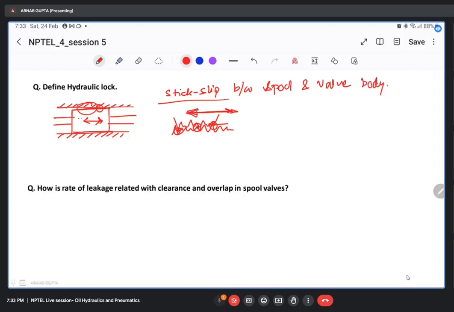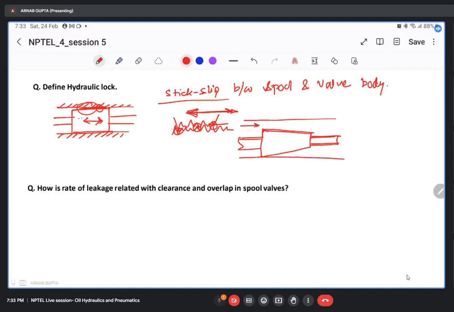As a result of this, what happens is that the profile may get changed. I'm just exaggerating the thing here. Tapering may happen in the spool. It is not this much, but this is the exaggerated view.